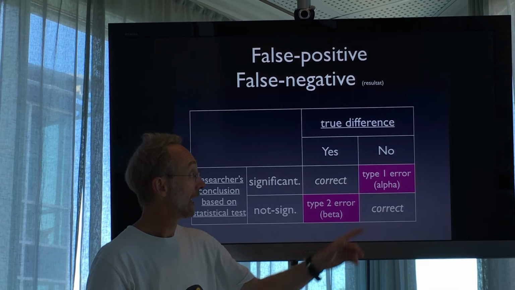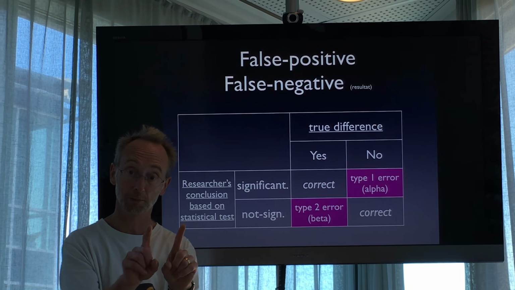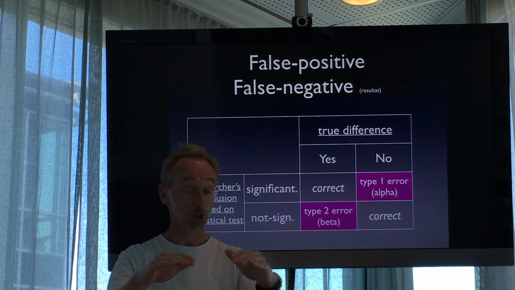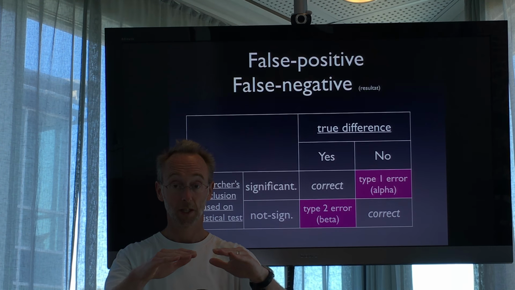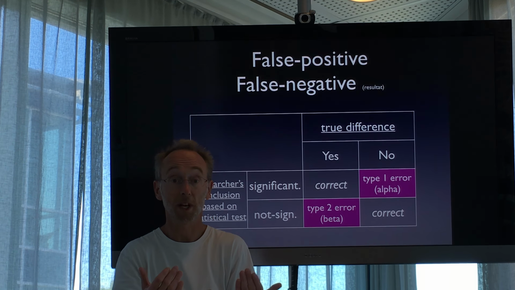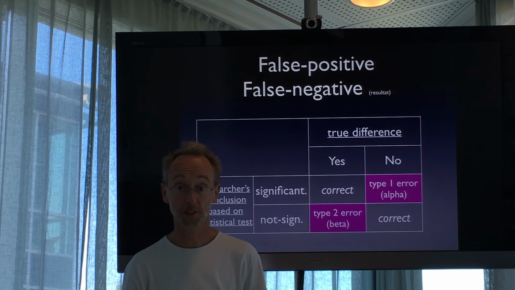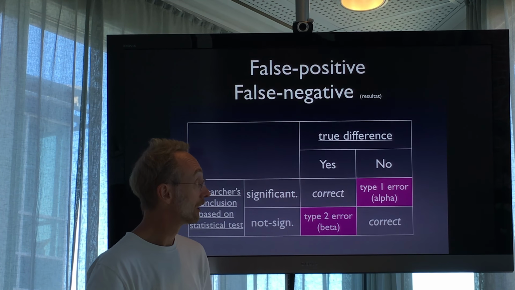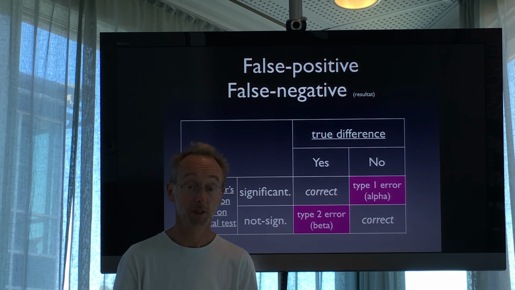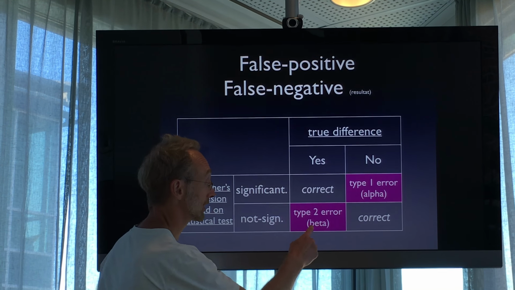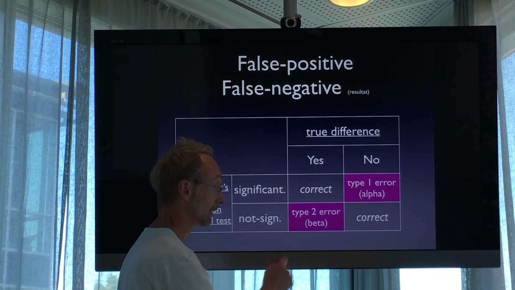We call this beta. However, if there is no difference between the two medications, they lowered the blood pressure just as much, both groups, and we say there's no difference between them, we're actually correct, right? So we can be correct if we state there is a difference when there is a true difference, or when we say there is no difference when there is no difference. But the problem is the type 1 error and here the type 2 error.